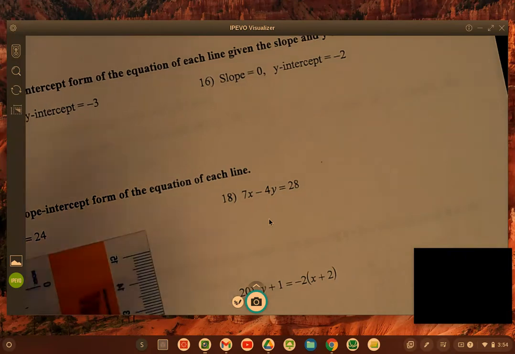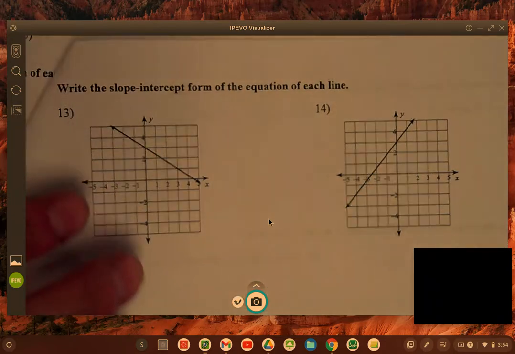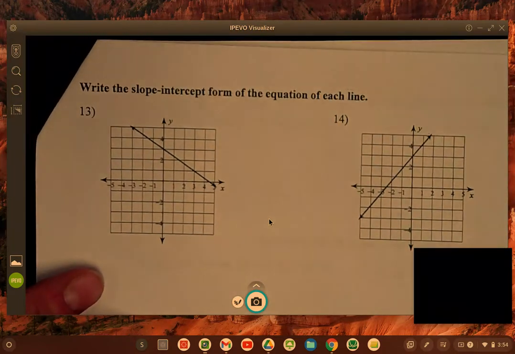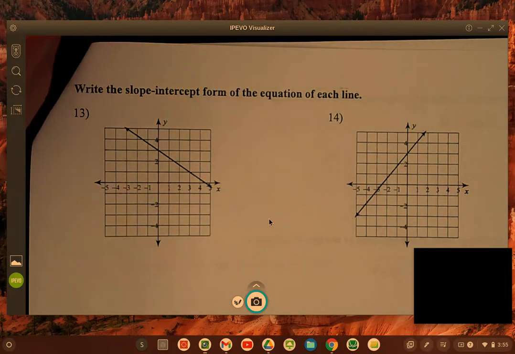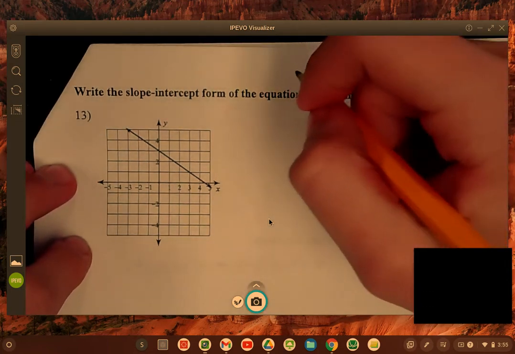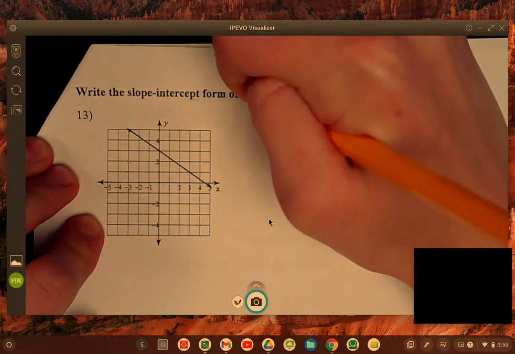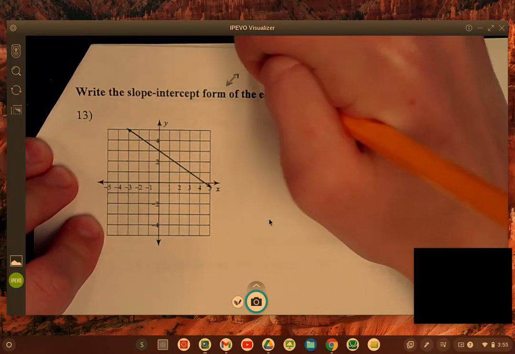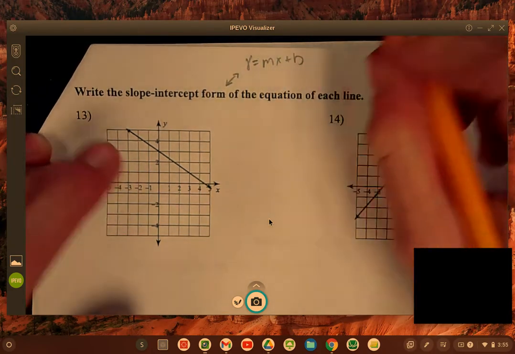Now we want to write the slope-intercept form. Write the slope-intercept form of the equation of each line. Slope-intercept is y equals mx plus b, right? Correct. Let's write that down so we remember it. So slope-intercept is y equals mx plus b.